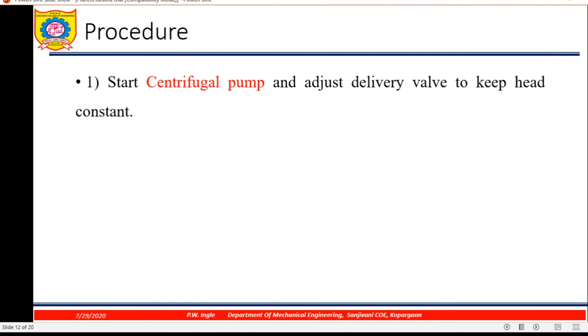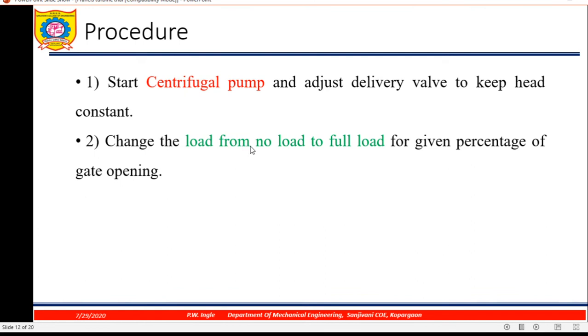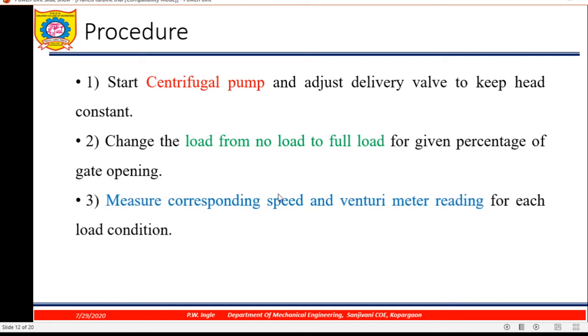Now the procedure. I already told you, again I will repeat. Start the centrifugal pump and adjust the delivery valve to keep the head constant. Change the load from no load to full load for the given percentage of gate opening. You can adjust initially 25% opening or 100% opening, then go on reducing, that is 75, 50 and 25, or you keep the 25% opening and go on increasing, that is 50%, 75% and 100%.